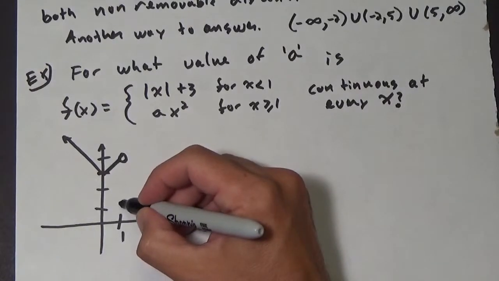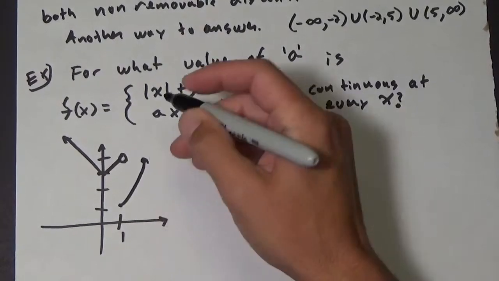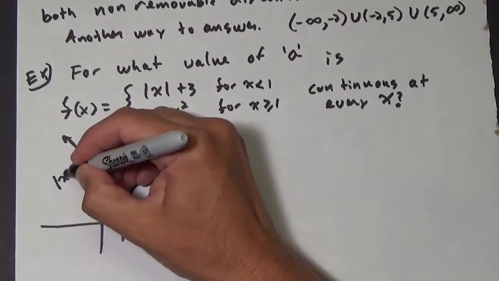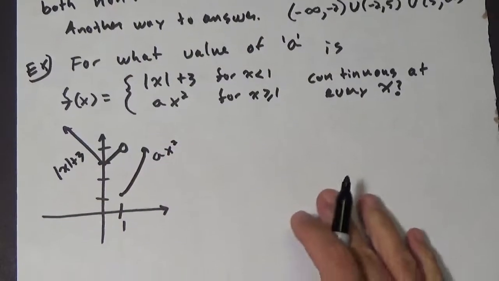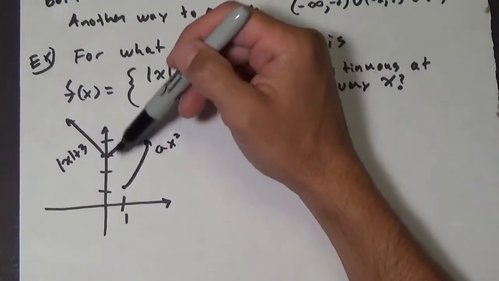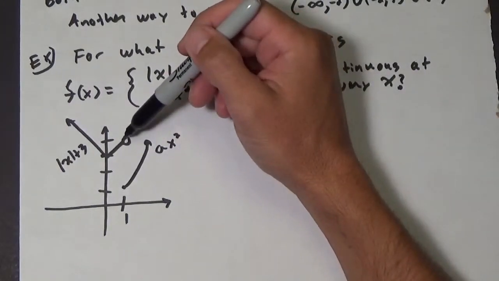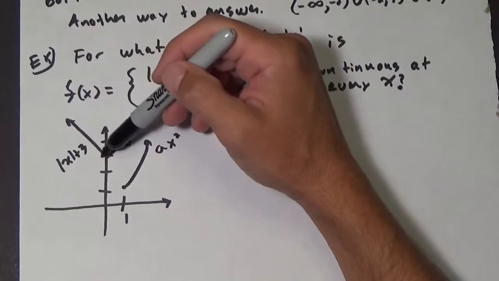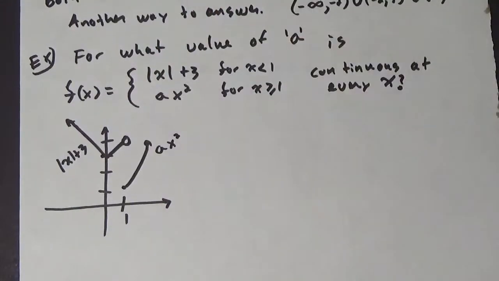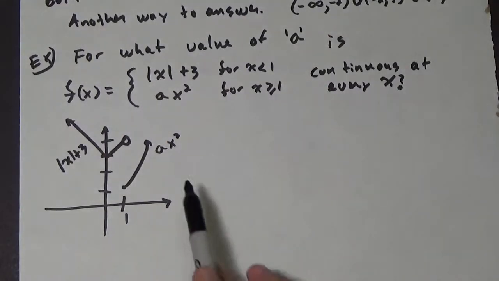So somewhere down here, we have ax squared. So this would be the absolute value of x plus 3 and ax squared. Now at this moment, we do not have a continuous function. This is down here. This is up here. All of a sudden we jump down and we come up. However, we haven't decided what a is.